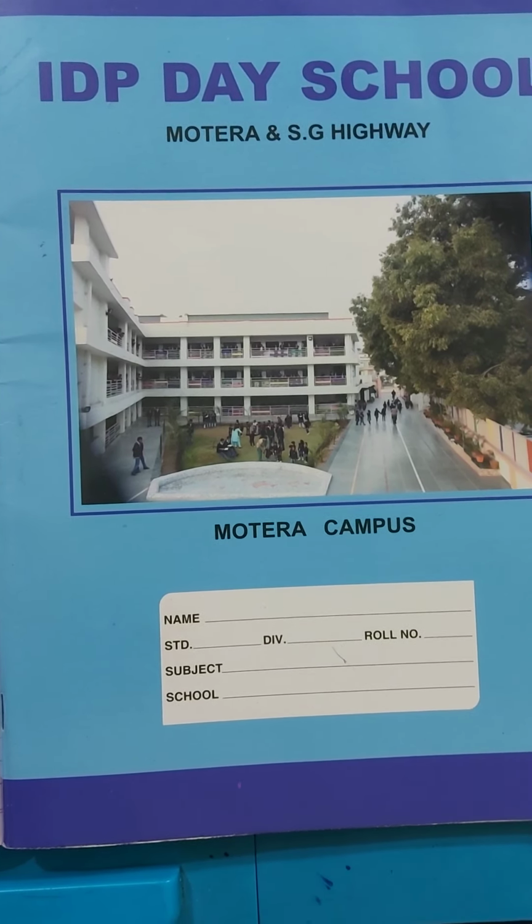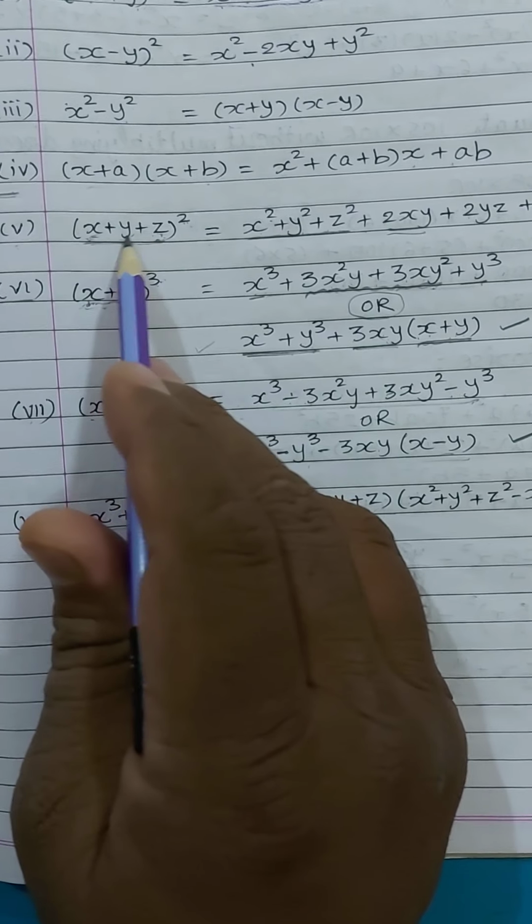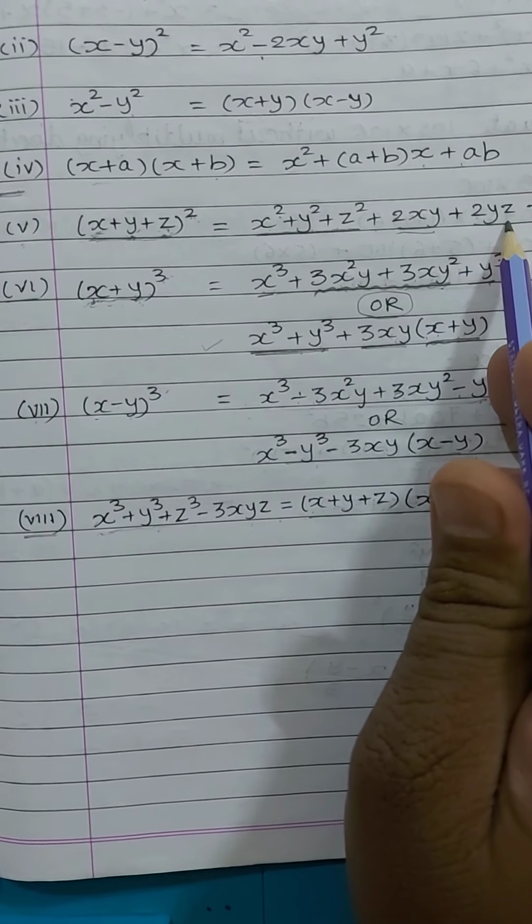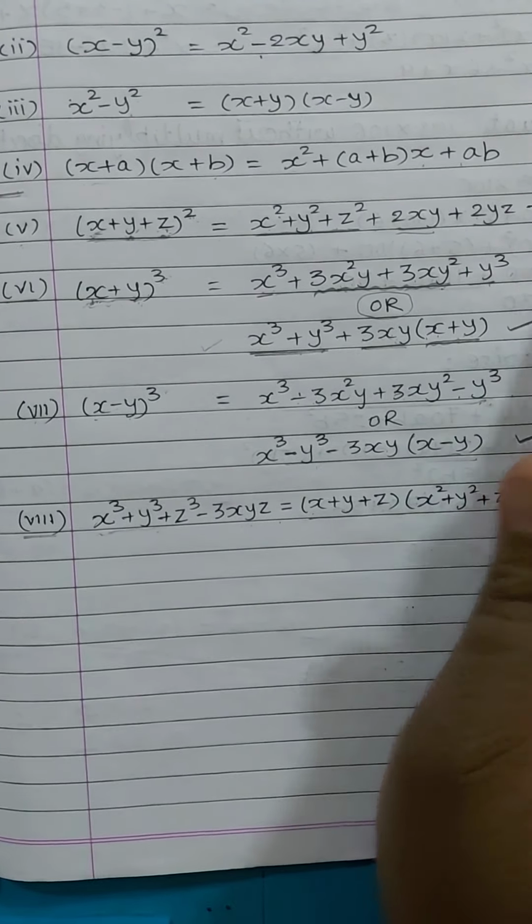Fifth identity, that is (x + y + z) whole square, is equal to square of the first term plus square of the second term plus square of the third term, plus 2 into product of first two terms, that is 2xy, plus 2 into product of last two terms, that is 2yz, plus 2 into product of second, third and first, that is 2zx.